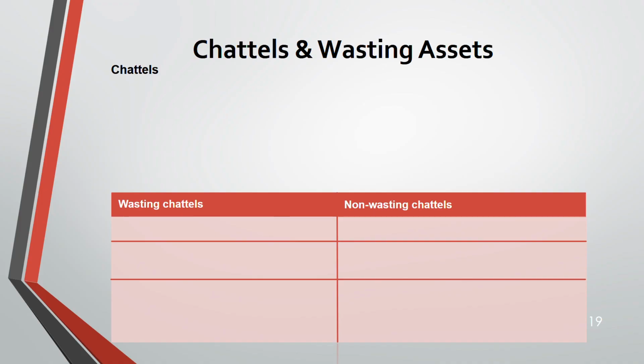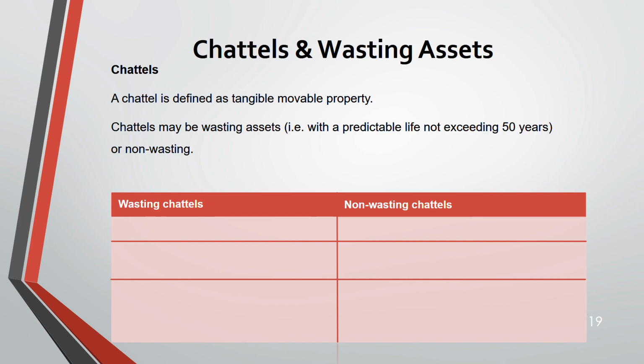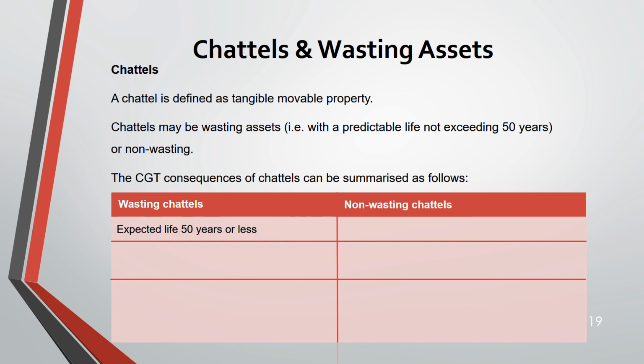So now, chattels. Chattel is tangible movable property. Chattels could be wasting assets. Wasting means those assets which have a predictable life of 50 years or less. Or it could be non-wasting. Non-wasting means more than 50 years. What are the consequences? Wasting chattels and non-wasting chattels. If it is wasting, expected life is 50 years or less. Non-wasting, expected life more than 50 years.